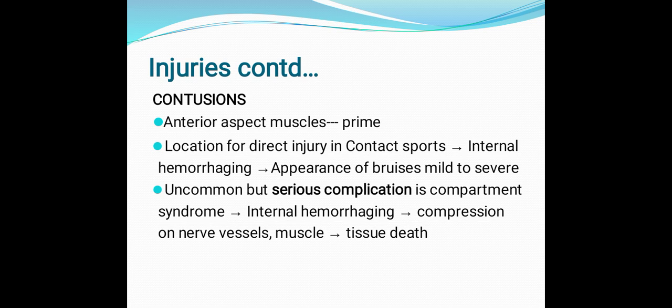Contusions. The muscles on the anterior aspect of the thigh are in a prime location for sustaining blows during participation in contact sports. The resulting internal hemorrhaging and appearance of bruises vary from mild to severe. A relatively uncommon but potentially serious complication secondary to thigh contusion is acute compartment syndrome, in which internal bleeding causes a buildup of pressure in the muscle compartment, causing compression of the nerves, blood vessels, and muscles. If it is not treated, this can lead to tissue death due to lack of oxygenation, as the blood vessels are compressed by the raised pressure within the compartment.